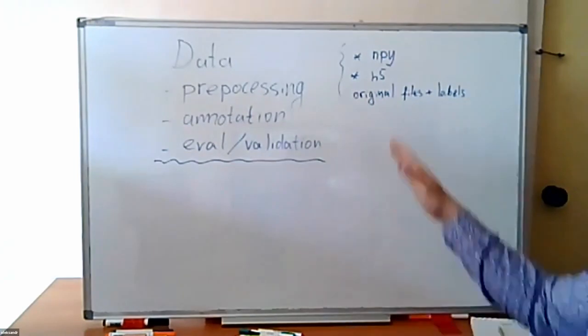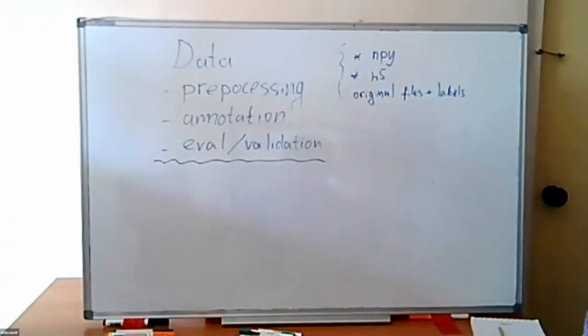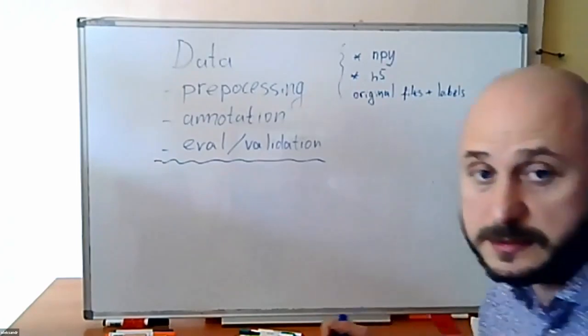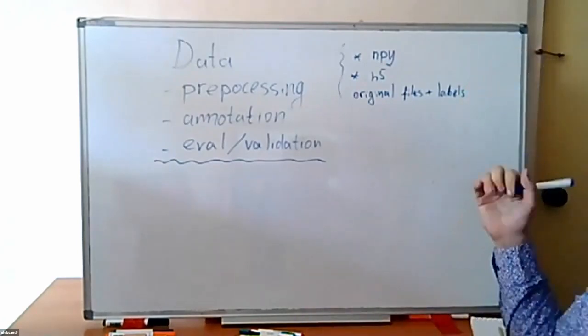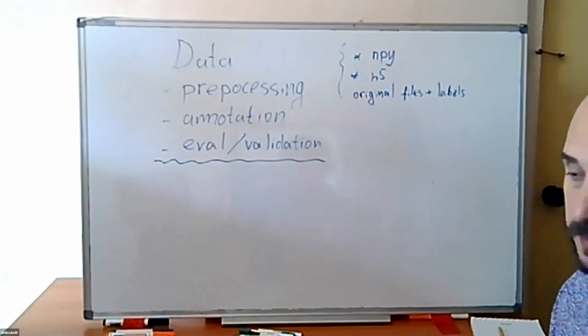The first thing you can do about this is to take the entire data set and split it in three parts: training set, evaluation, and test set. And this seems to be nice, but there are several problems with this splitting.